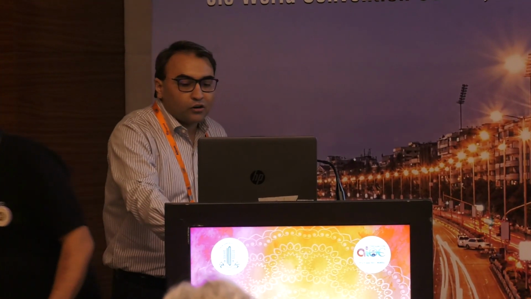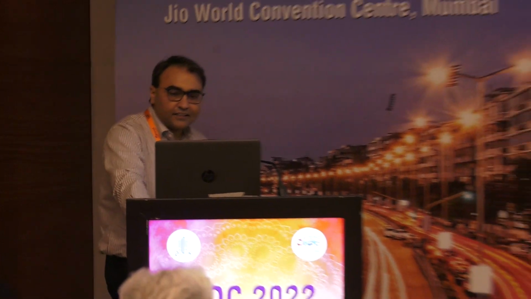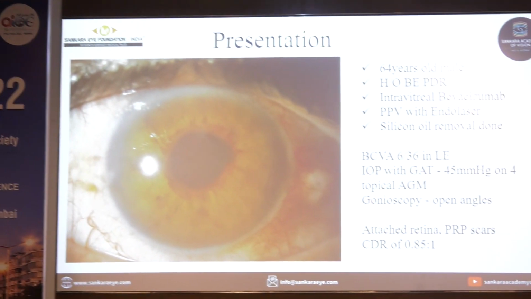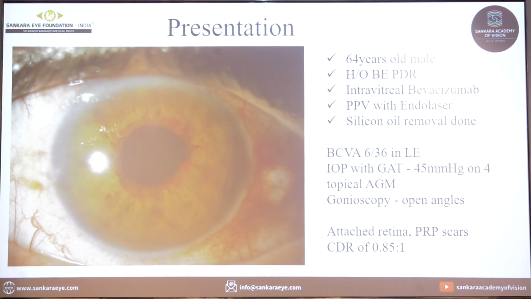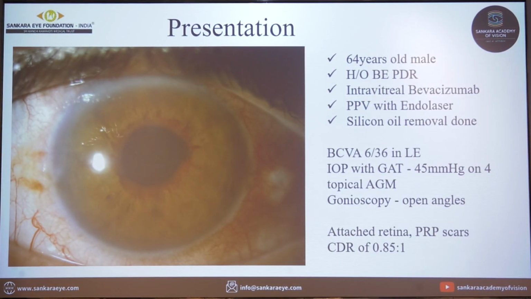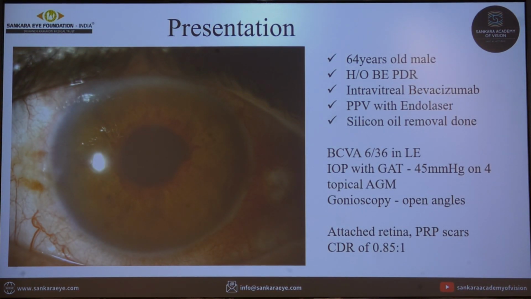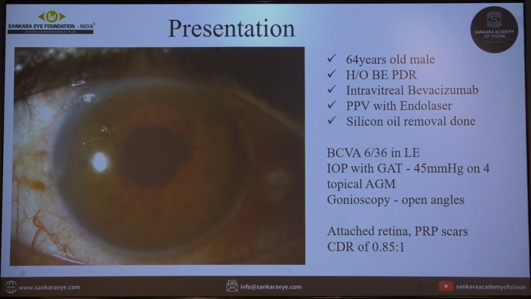My talk will be on a case of neovascular glaucoma. This 64-year-old male was already under treatment with us for proliferative diabetic retinopathy. The right eye he had already lost because of neovascular glaucoma, and he was lost to follow-up and again reviewed with us about 6 or 7 months later with a best corrected visual acuity of 6/36 in the left eye.